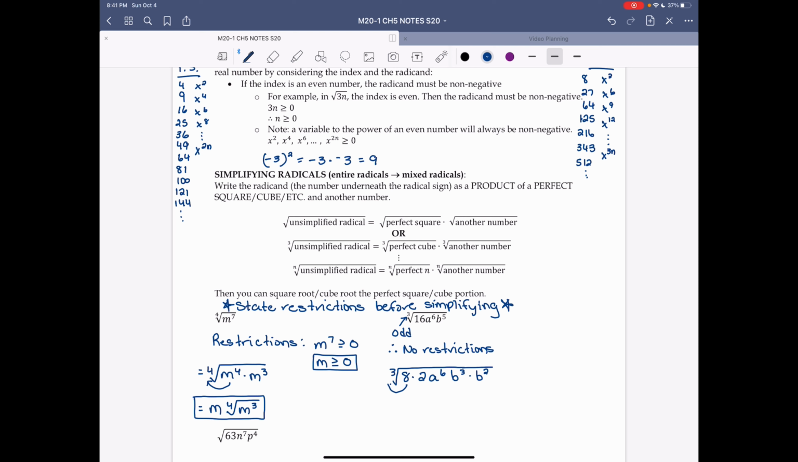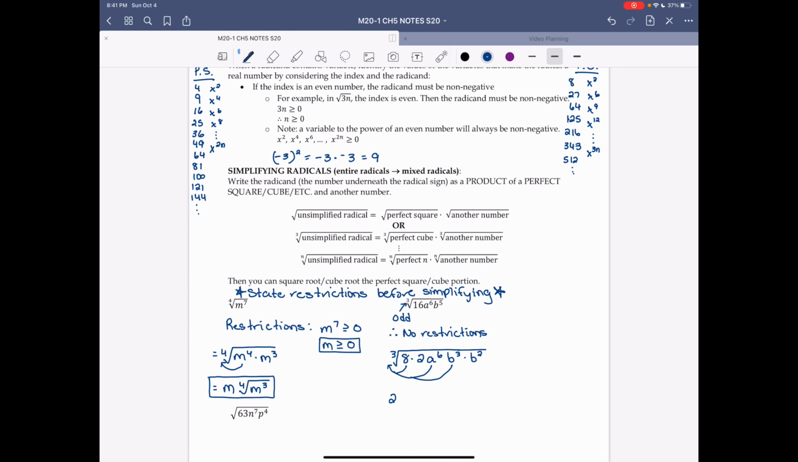Then the items that are perfect cubes, which are 8, a to the 6, b to the 3, we can cube root them and take them out. We get 2. When we cube root a to the 6, we get a to the 2, since 6 divided by 3 is 2. And then the cube root of b to the power of 3 is b to the 1, or just b, times the cube root of 2b squared.